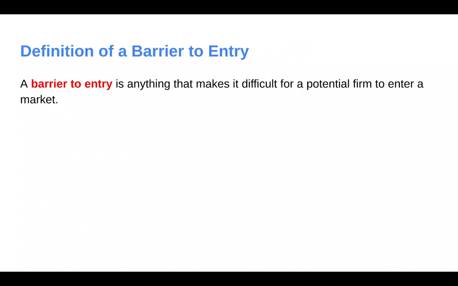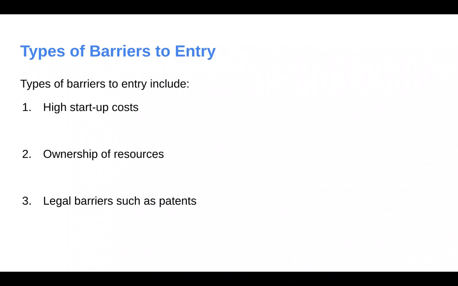So, a barrier to entry, as I mentioned, is anything that makes it difficult for a potential firm to enter a market. There are things that stop a firm from entering the market. And there are several different types of barriers to entry. I've given you three here, but this is not an exhaustive list. One would be high startup costs. If it's really expensive for someone to enter a market, it's going to be very difficult for that firm to enter, if it's very expensive to start a company.